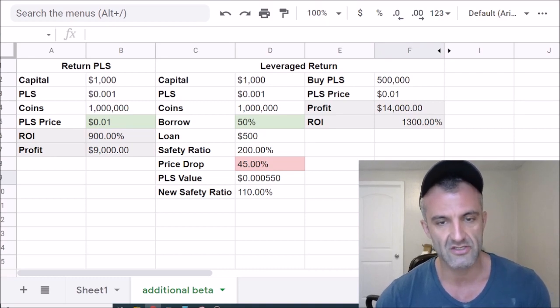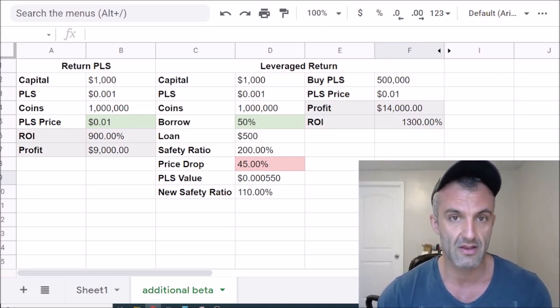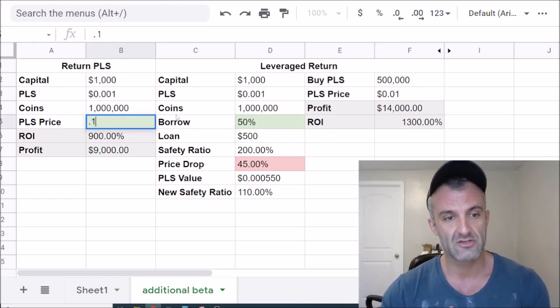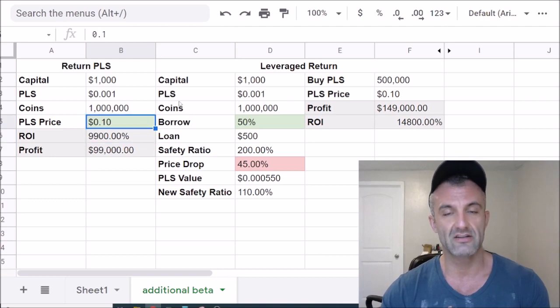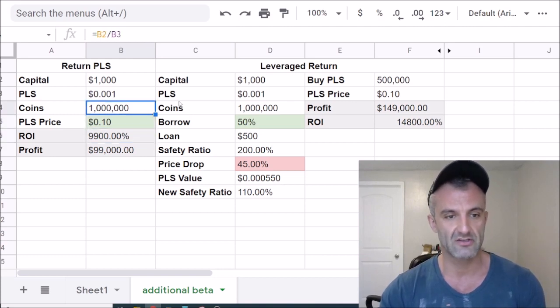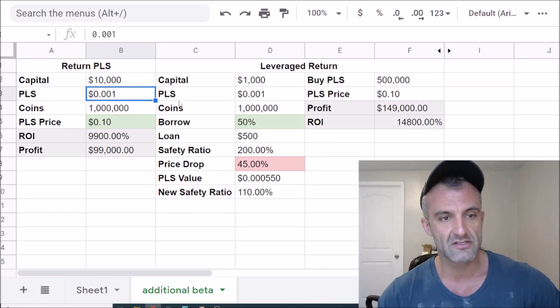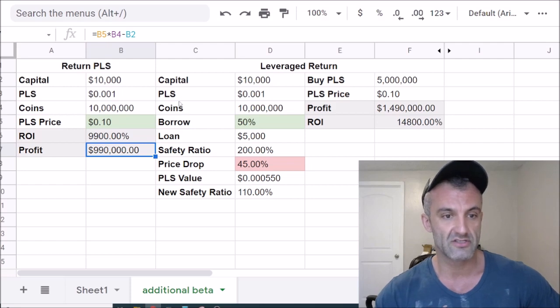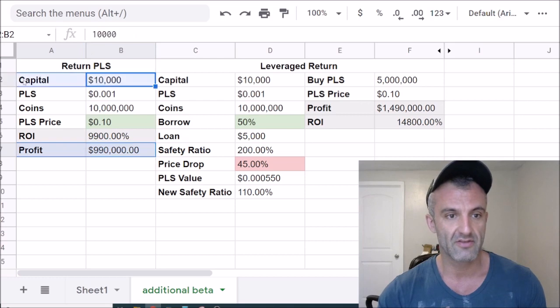You can use this to increase the amount of money you make. Let's run some numbers here. Let's say Pulse goes to 10 cents, and somebody puts in $10,000. That means you're going to make $1 million over here, because this is the profit, and you still have your $10,000 of capital. So you basically have $1 million from your $10,000. That's awesome, almost a 10,000% increase.